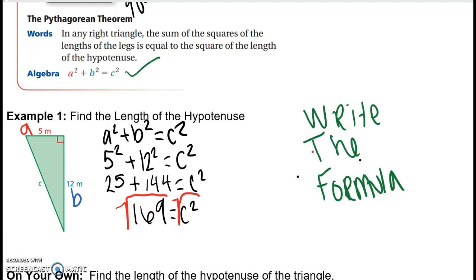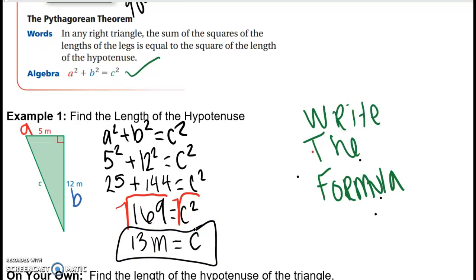Okay, so now you're taking the square root of both sides. So you're left with c on the right-hand side, 13 on the left, and we're dealing with meters. So we have 13 meters. So remember, taking the square root and squaring a number, those are opposite operations, just like how addition and subtraction are opposite, and just like how multiplication and division are opposite. So that's our final answer.